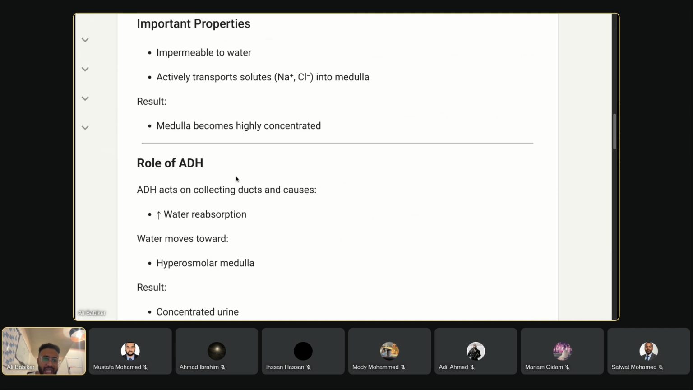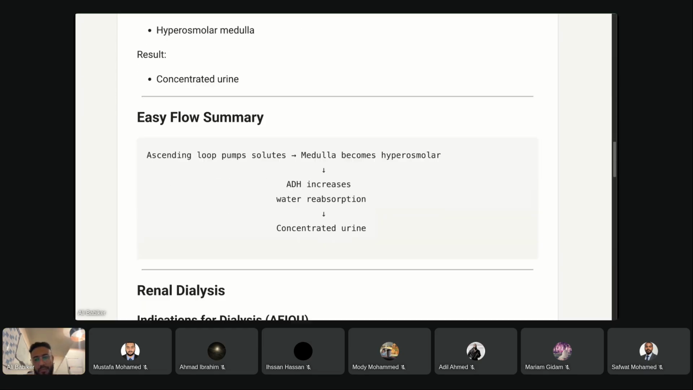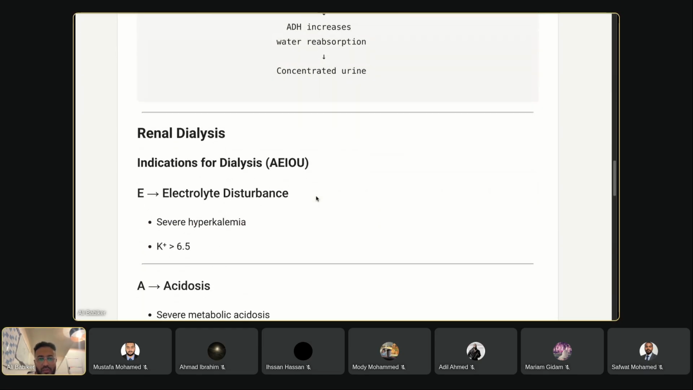Role of ADH: it acts on the collecting duct and causes water reabsorption. Water moves toward the hyperosmolar medulla. The result will be concentrated urine. Okay, this is just a summary of how to follow it.